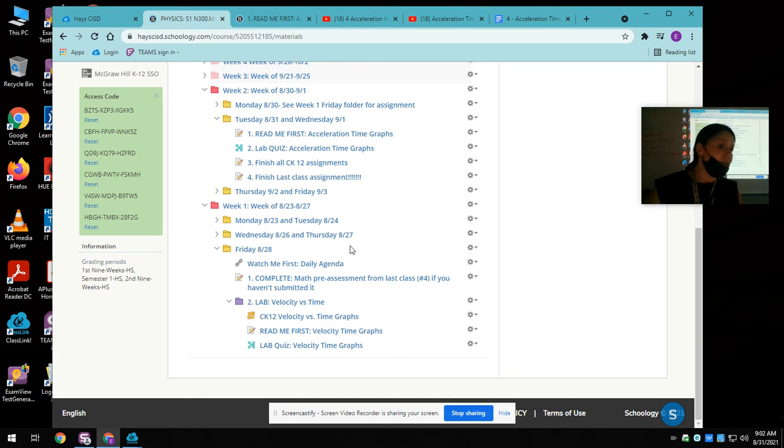Ms. Vanetta's handing out the acceleration time graph. So we have two objectives today, finish velocity versus time, finish acceleration versus time. If you don't finish all of your CK12s, I'm not overly concerned about it right now. I'd rather you focus on the labs and the lab quizzes first, okay? Yeah, you can use whatever you want.